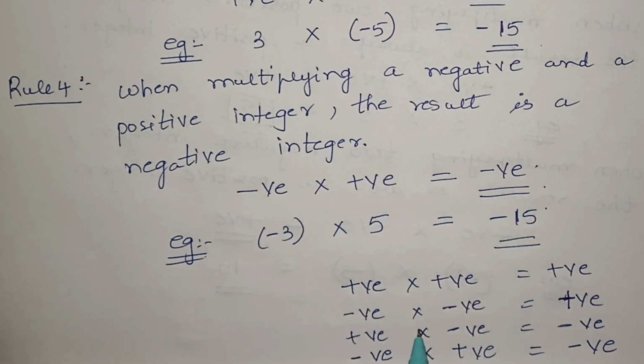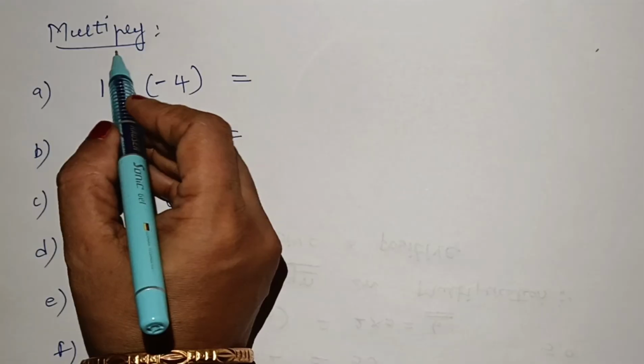So in short, rules for sign in multiplication: positive into positive is equal to positive, negative into negative is also equal to positive, positive into negative is equal to negative, and negative into positive is equal to negative. So these are the rules for sign in multiplication. Now let's see few examples.